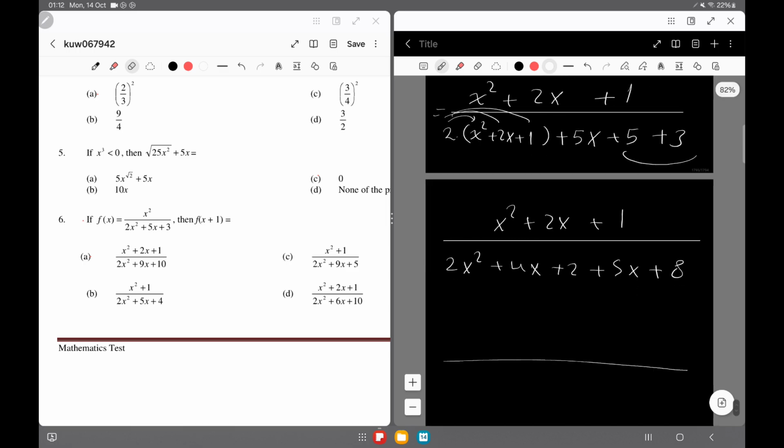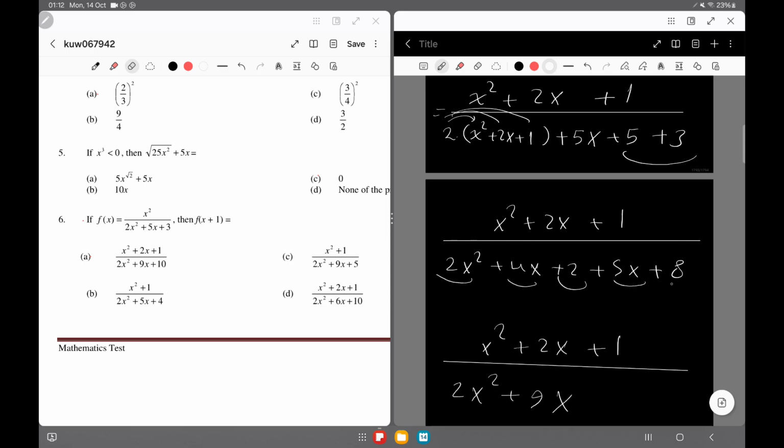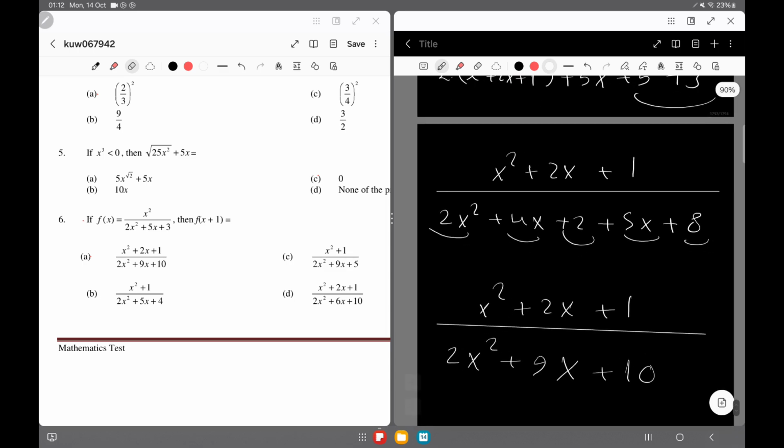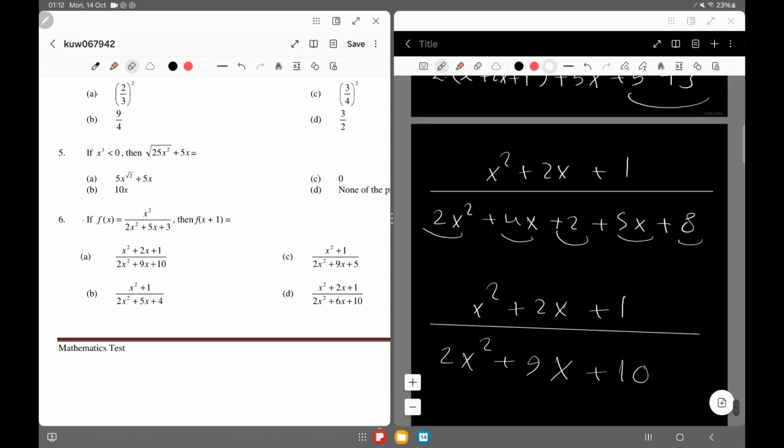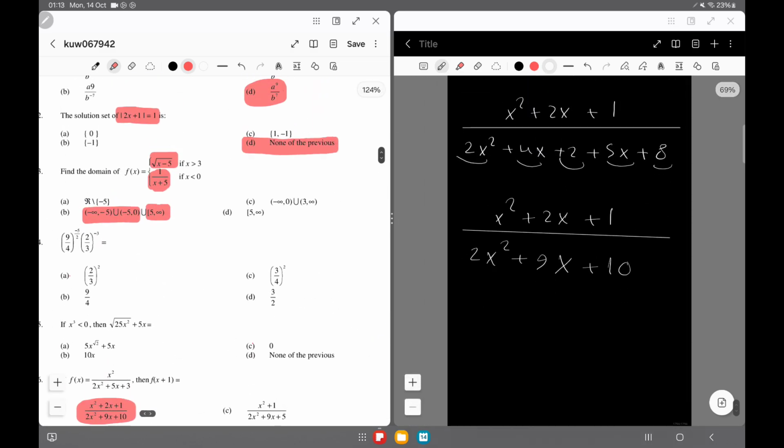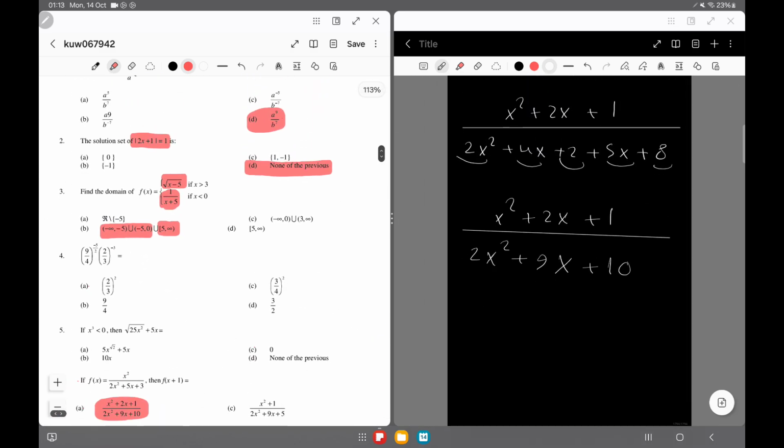So on top, x squared plus 2x plus 1. This is only one, there is nothing similar to it, so it will stay the same. 4x and 5x is 9x. 2 and 8 is 10. So which is correct? We'll see the first one is accurate, our solution. So it's A. I hope you understand that and that the video was useful for you. Good luck. See you in the next video.